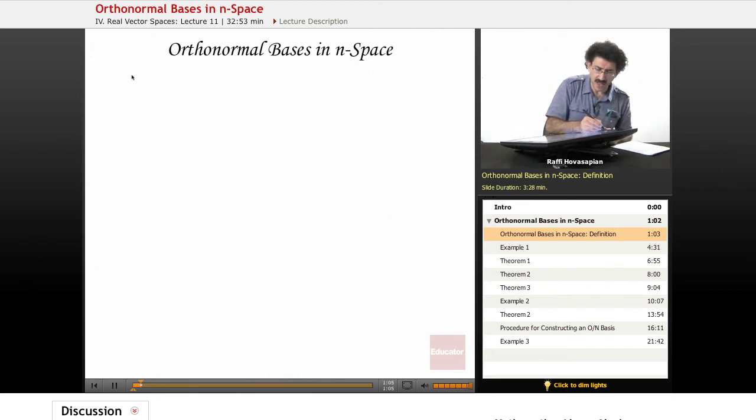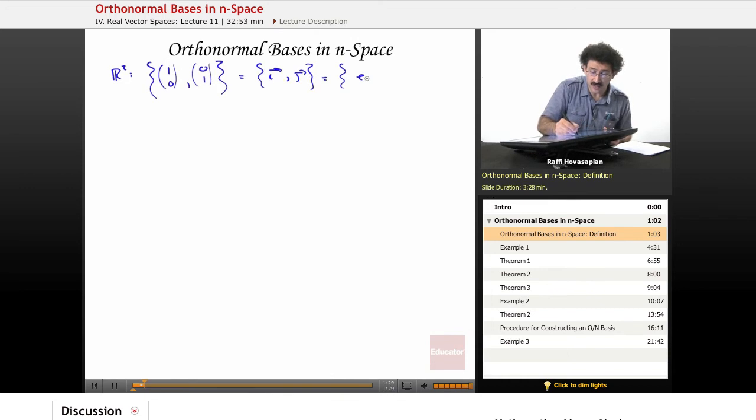Let's talk about the standard basis in R2 and R3, the basis that we're accustomed to. So if I take R2, I can have a basis 1, 0, that's one vector, and the other vector is 0, 1, okay? Also known as i and j, also known as e1 and e2. Again, just different symbols for the same thing.